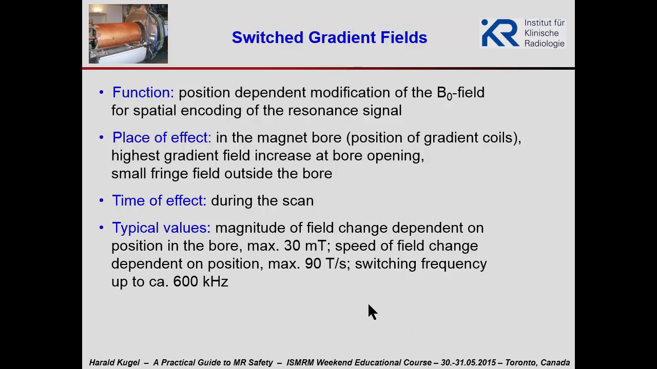Typical values: usually you characterize the gradients with the gradient steepness and slew rate. Actually, this means that the magnitude of field change is dependent on the position in the bore. The maximum field change may be about 30 millitesla. The speed of field change is also depending on the position in the bore. The maximum value can reach about 90 tesla per second.